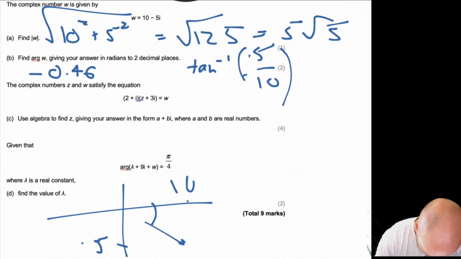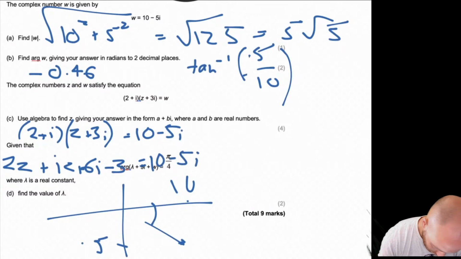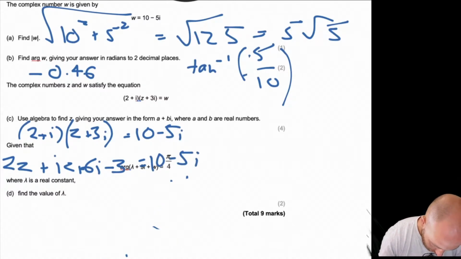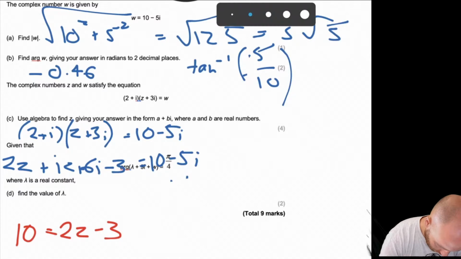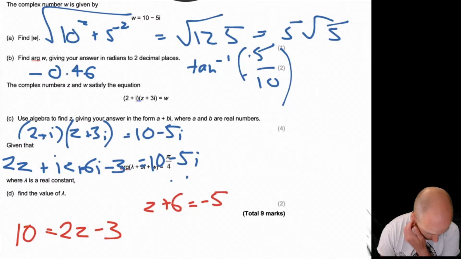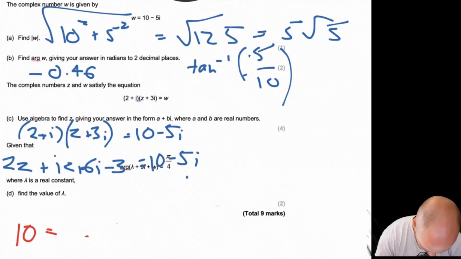Cool, we'll use algebra to find z. Okay, 2 plus i times z plus 3i equals 10 minus 5i, w from the first bit. So expand that. 2z plus iz plus 6i minus 3 is 10 take 5i. Okay, so we're going to look at the real bits and the imaginary bits together. So 10 must equal 2z minus 3, and iz plus 6 must equal minus 5. So 2z, no, that can't be right, can it? Something's wrong here. Do that again.